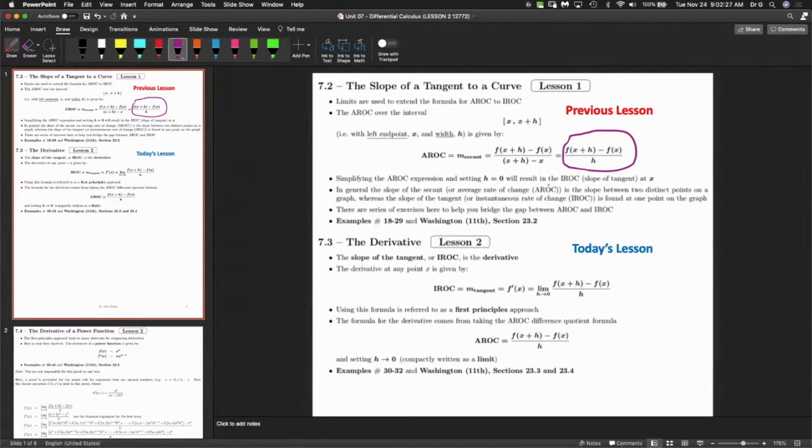And if you remember, we talked about a step 1 and a step 2 process for finding the instantaneous rate of change. So first you simplify the expression and then you set h to 0. And that will give you the expression for what the instantaneous rate of change is. In general, it could be in terms of x, or it could be just a number if you're given the value of x.